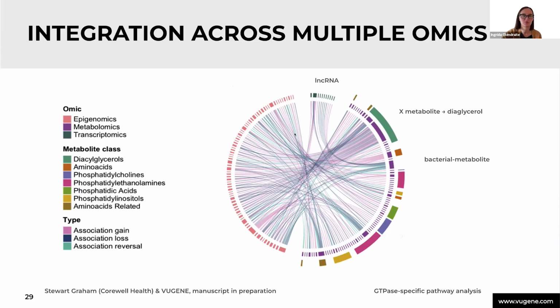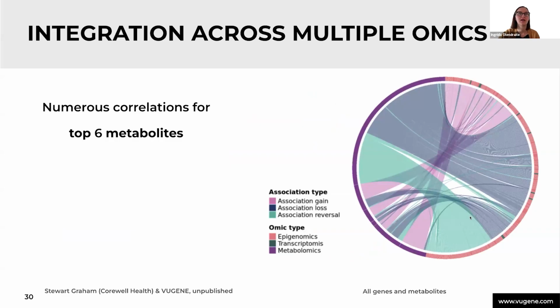And just because of doing this kind of analysis, we identified a GTPase-specific pathway, and then we can dig deeper into it, add on metabolite class, and see that sometimes metabolites in the same project, I don't share the name because this is not published, all of this is one metabolite correlating with loads and loads of differentially methylated regions and transcripts.